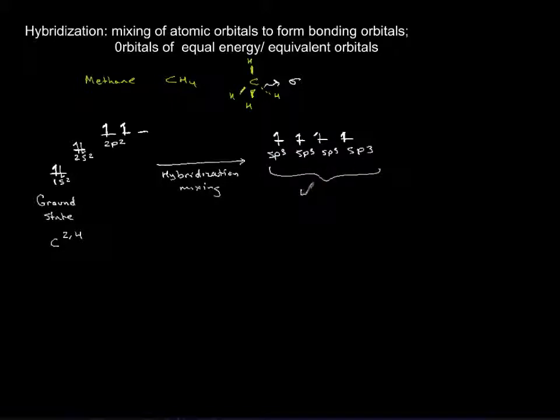So this is 4 sp3 hybridized orbitals. These are your molecular orbitals or bonding orbitals. One other thing you should realize is that sp3 means you have 25% s character and 75% p character. Although they are equivalent, they will have a mixture of your original orbitals.